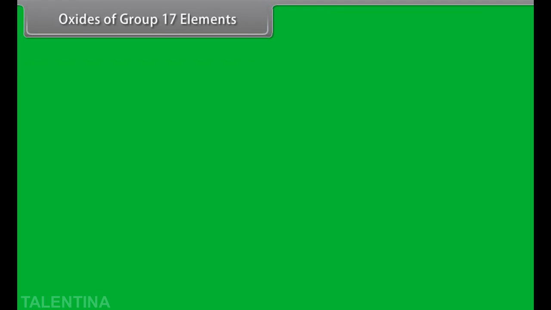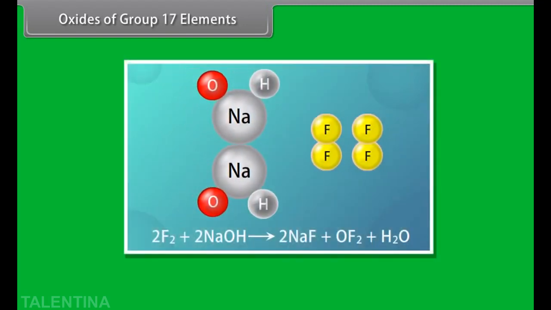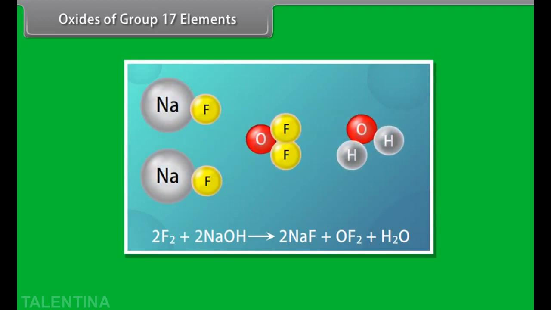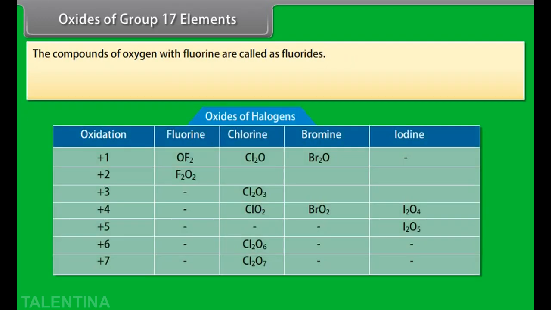Oxides of group 17 elements. Halogens do not combine with oxygen directly. For example, oxygen difluoride OF2 is prepared by the action of fluorine on 2% sodium hydroxide solution. The compounds of oxygen with fluorine are called fluorides because fluorine is more electronegative than oxygen.